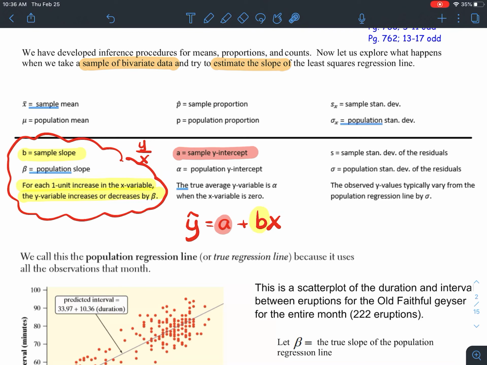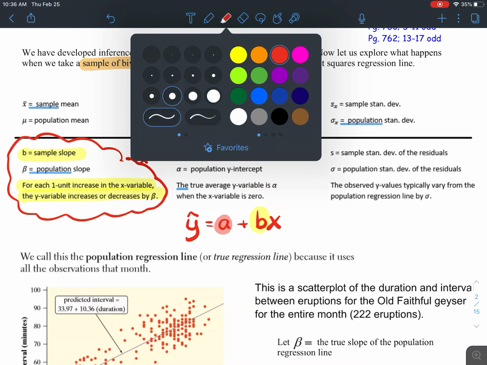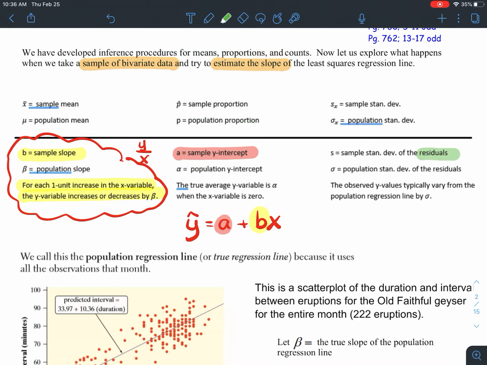Something else that we'll be using pretty frequently in this chapter is we're going to be using an s to represent the sample standard deviation of the residuals. I know it's been a while since we've talked about residuals, so we'll definitely be revisiting that idea. And then we're going to use this sigma symbol to represent the population standard deviation, again, of the residuals. Just keep in mind that the interpretation for a residual is generally that the observed y values are typically varying from the population regression by whatever that standard deviation value is.